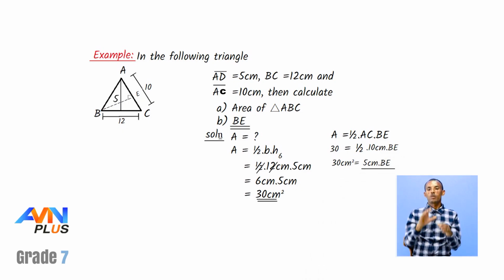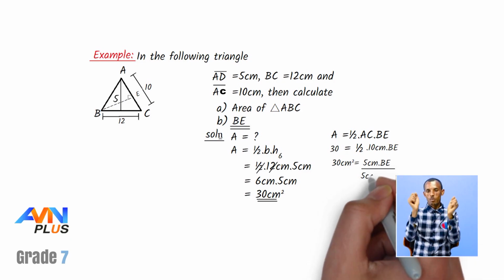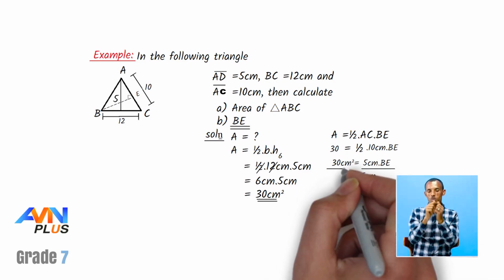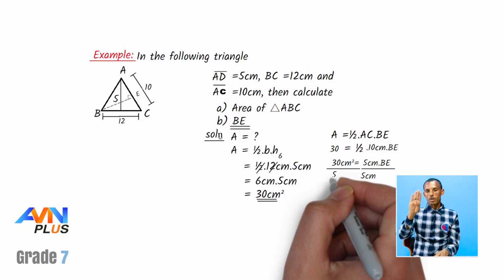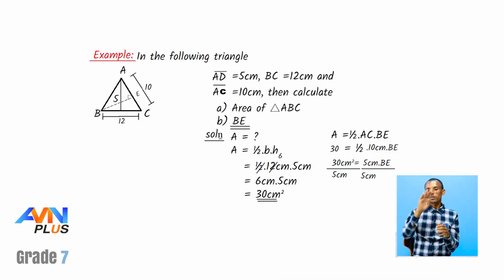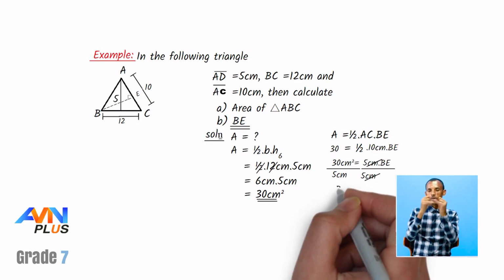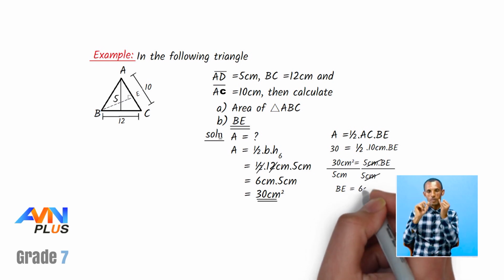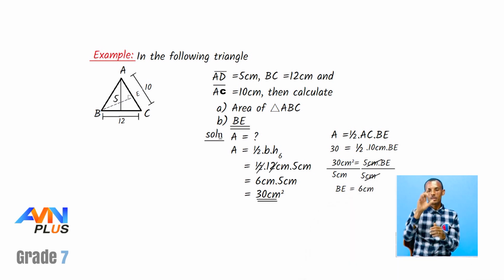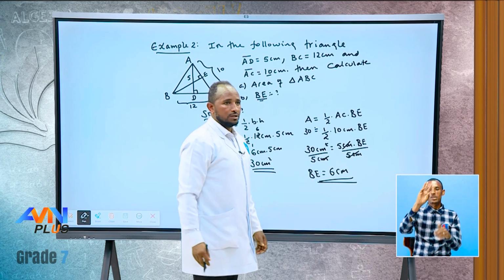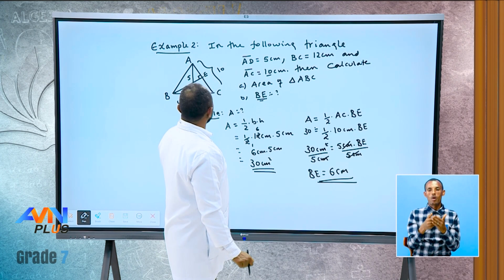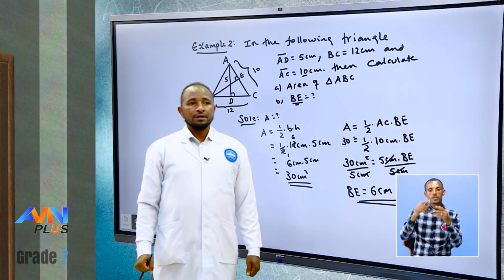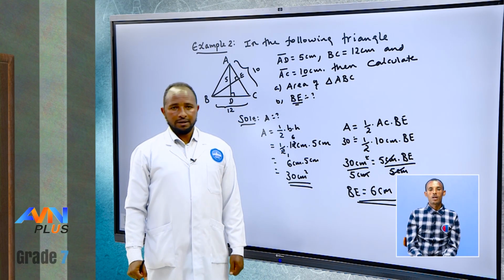So to calculate BE, divide both sides by 5 centimeter. This cancels out. BE is equal to 30 divided by 5, which is 6 centimeter square divided by centimeter, 1 centimeter cancels out, and you will have BE is 6 centimeter. That's it. Now we will proceed to the next triangle, the obtuse angled triangle.